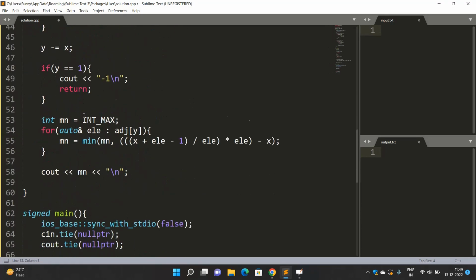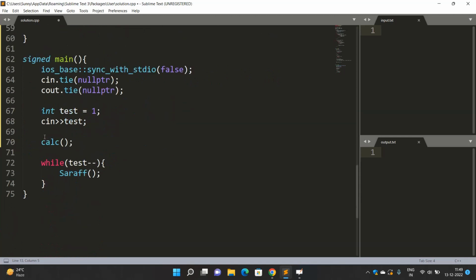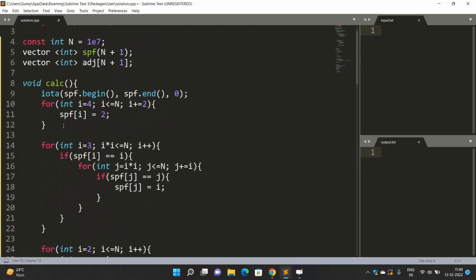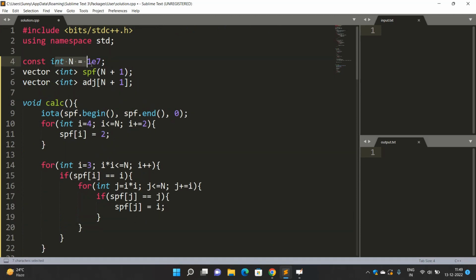Okay, so before we work on the test cases, we are just pre-computing the least prime factors. We have the maximum value of 1e7, and this SPF and adjacency list we have used to store the SPF, which is nothing but the smallest prime factor for each of the numbers from 1 to 10 raised to the power 7. And we have the adjacency list because for each number we need to know what are the least prime factors for that number.